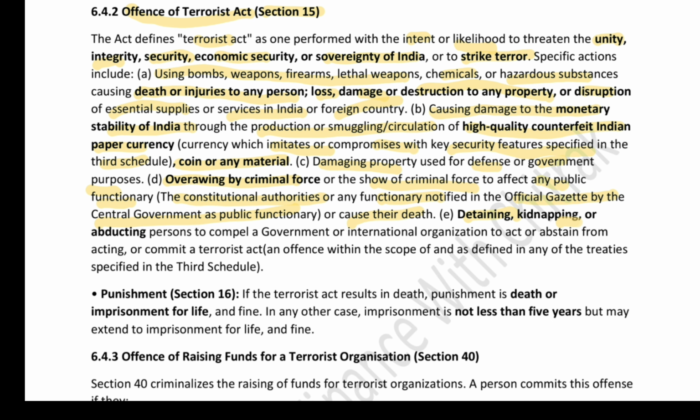Then detaining, kidnapping or abducting persons to compel a government or international organization to act or abstain from acting, or to commit a terrorist act which is an offence within the scope of and as defined in any of the treaties specified in the third schedule of the constitution. I'm sorry, this will be the second schedule of the UAPA.